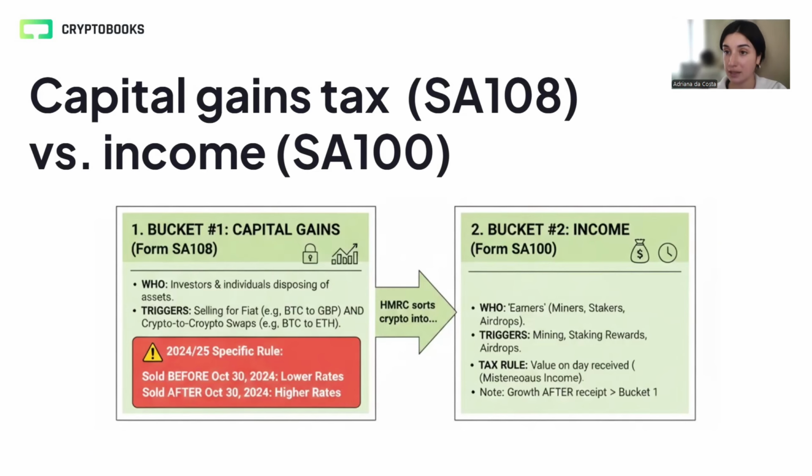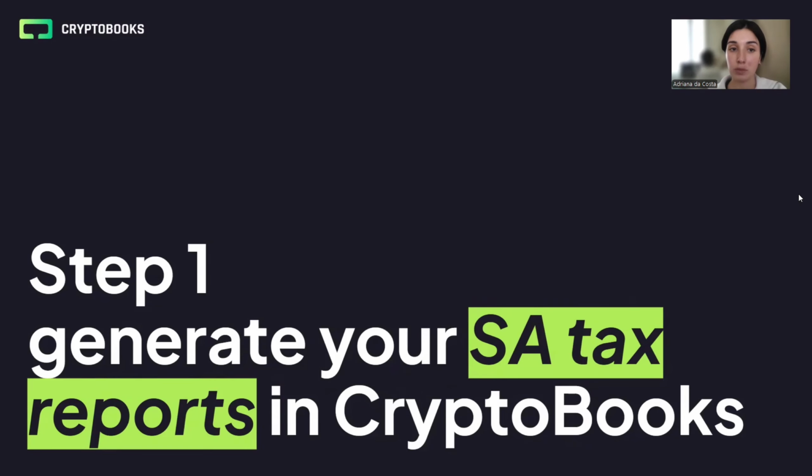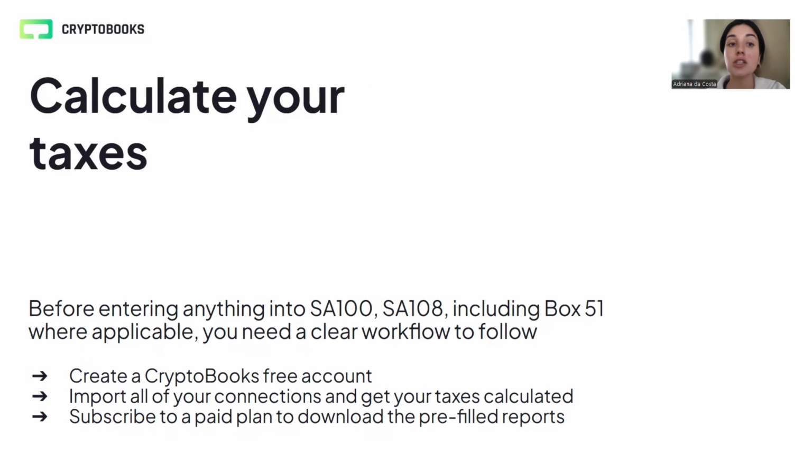So the summary is, trades go on SA108. Yields and rewards go on SA100. Keep that distinction in mind as we move to the practical steps. We start with step 1, which happens entirely outside of the HMRC website. Your tax return is only as good as the data you put into it. If you try to guess your numbers while filling out the form, you will almost certainly make a mistake.